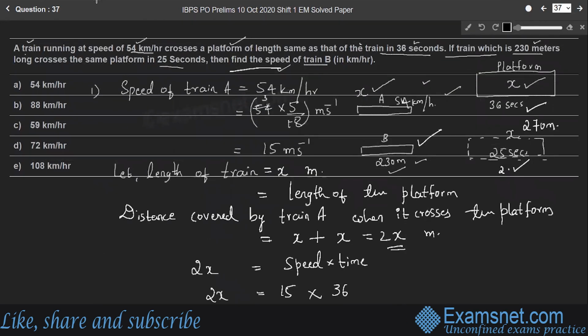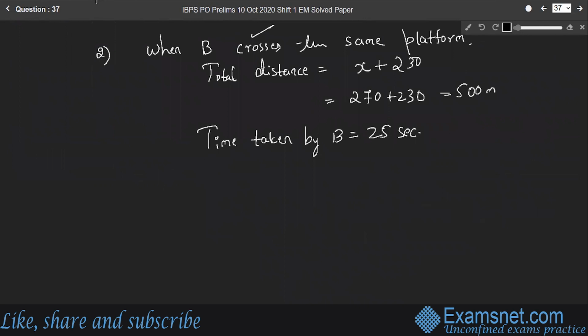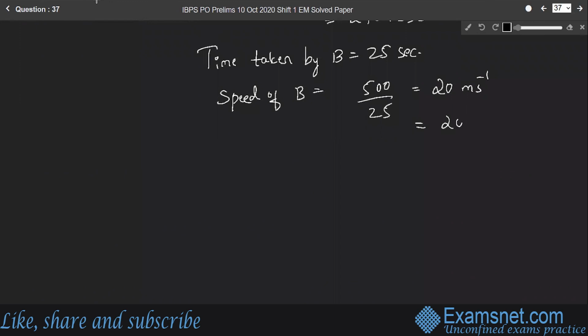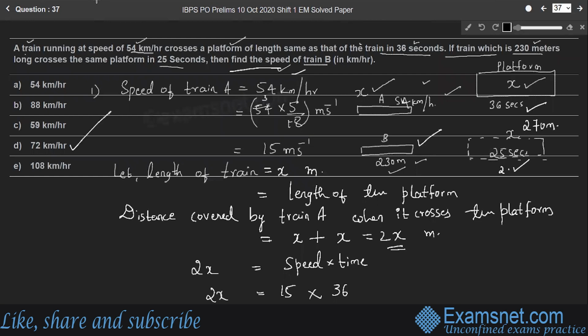Therefore, the speed of train B, which is asked, is equal to distance by time, which is 500 by 25, which is 20 meter per second. Express the unit in kilometer per hour, because in the options the units are kilometer per hour. So 20 into 18 by 5, which is 72 kilometer per hour. So option D is the right answer.